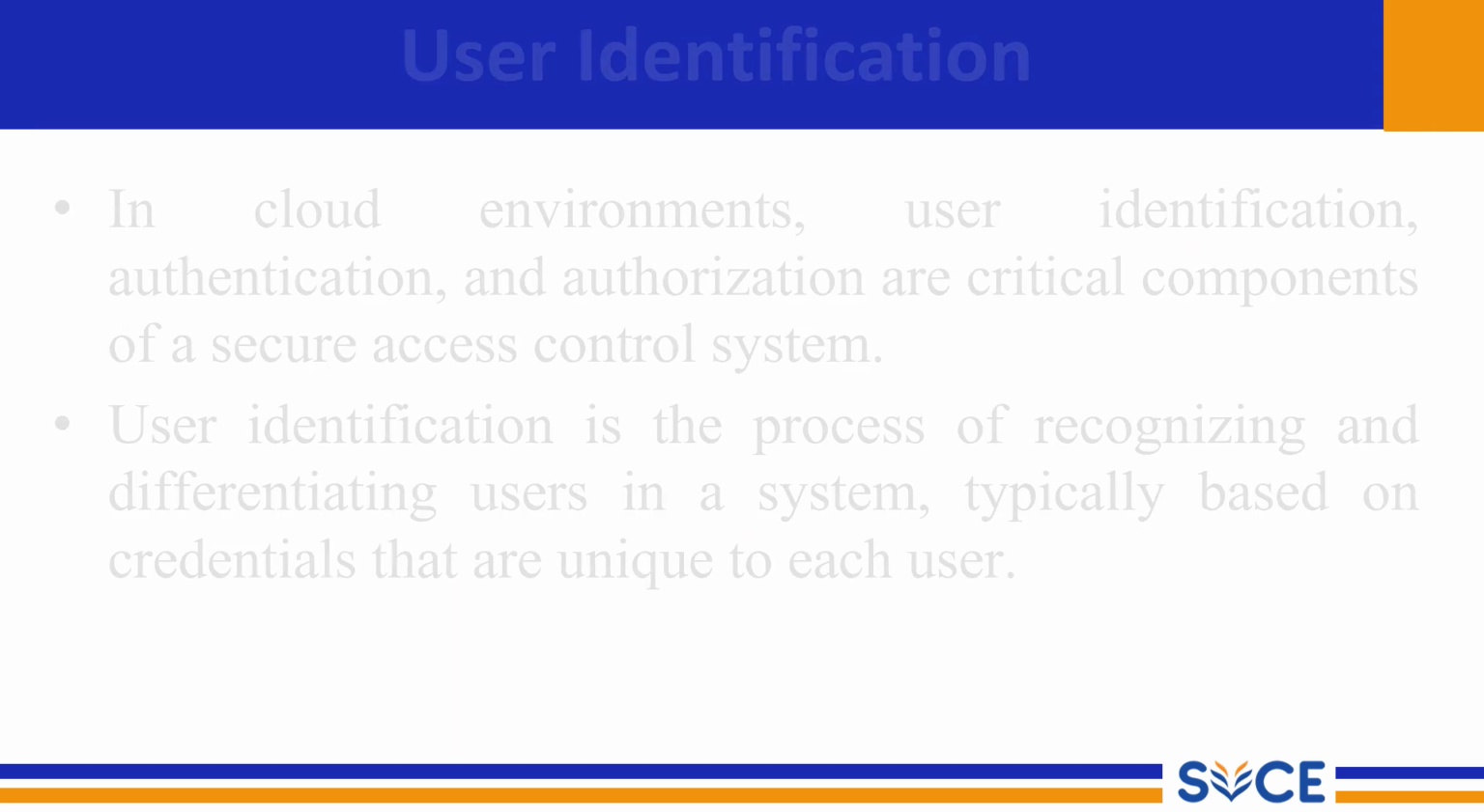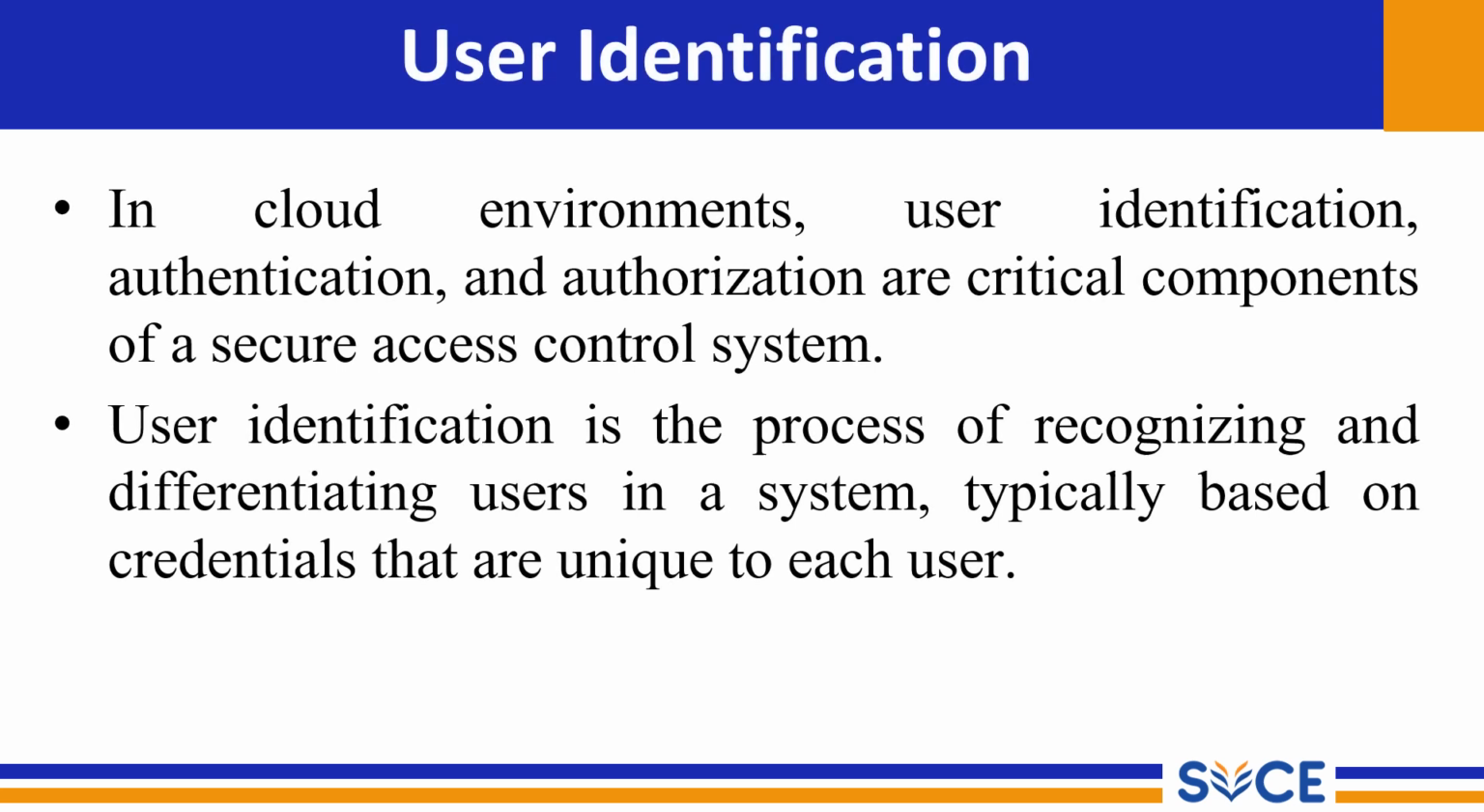So now let us discuss one by one. The first one is user identification. In a cloud environment, user identification, authentication, and authorization play a major role and can be considered critical components of a secure access control system. User identification is the process of recognizing and differentiating users in a system, typically based on credentials that are unique to each user. Based on the credentials you provide in that particular application or account, you will be forwarded to the next access. This is what we call the identification process, which is commonly used across all platforms and whatever type of application you are using.